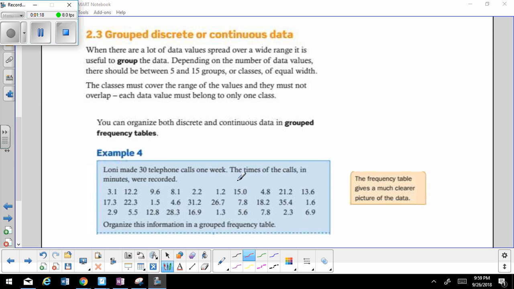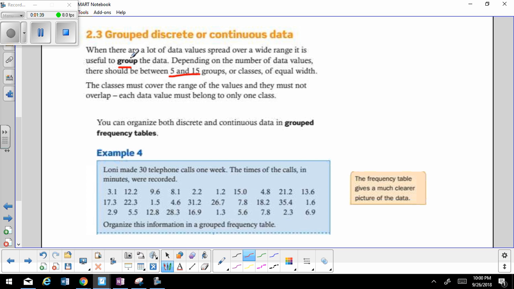If I went by 10 minutes, she didn't even make it to 30. If I were to group these in increments of 10, I'm only looking at 3 different groups, and this is more widespread than that. So the suggested value is to keep between 5 and 15 groups.